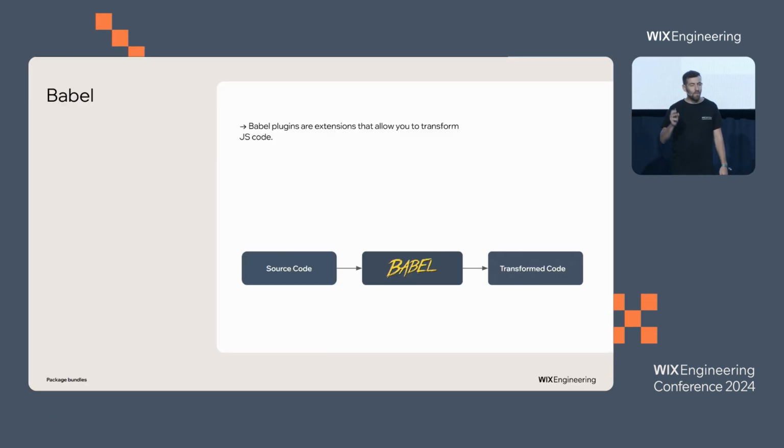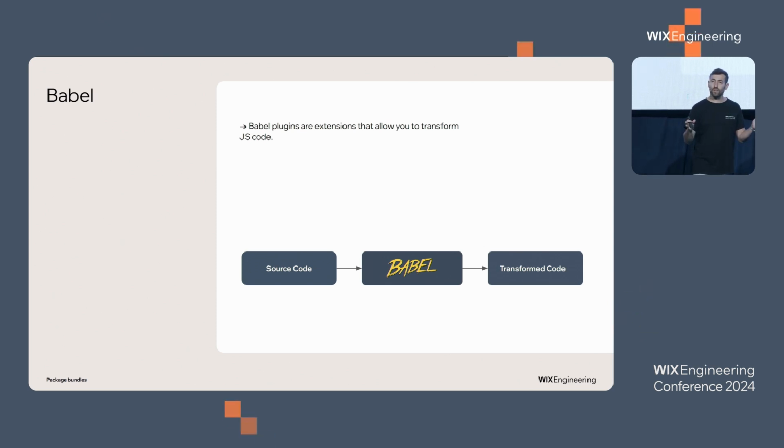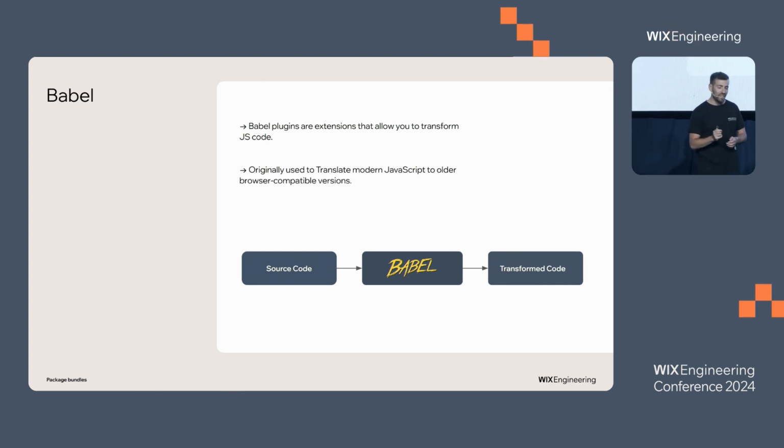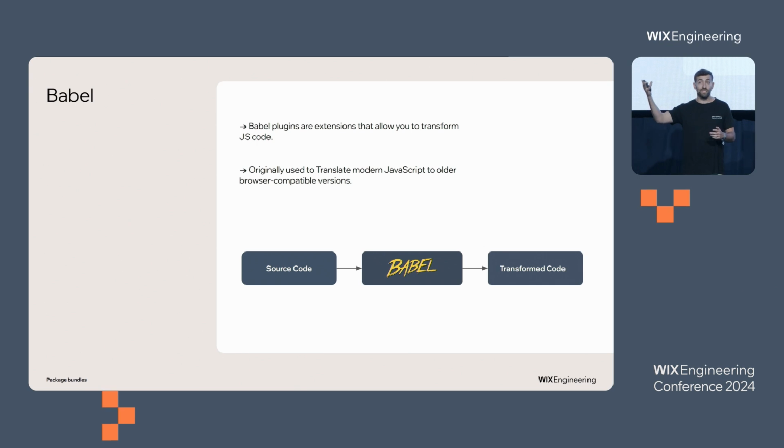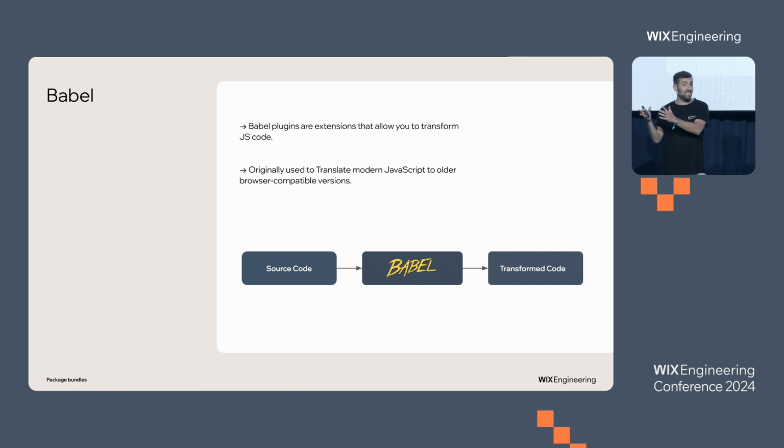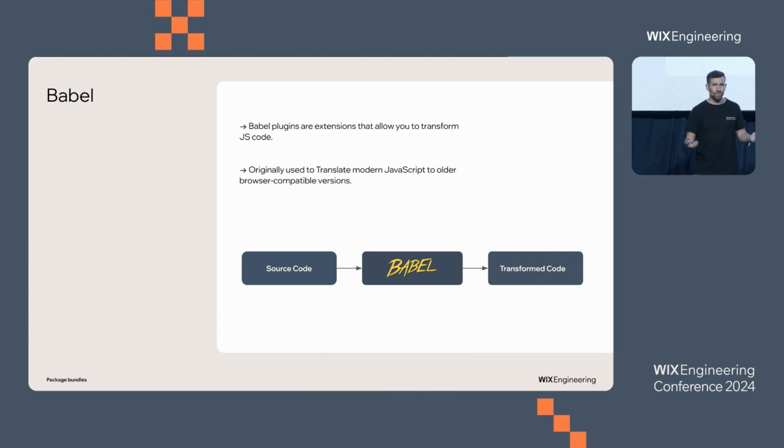What is Babel? Babel plugins are extensions that allow you to transform JavaScript code. You have a source code, and during the bundling process, Babel goes over this code and transforms it. Originally, Babel was created in order to translate modern JavaScript to older browsers. So if you want to write your code with ES6, and you have a browser that supports only ES5, Babel takes this ES6 code and transforms it to be ES5 supported. But you can do any kind of transformation with Babel. You can do almost anything.